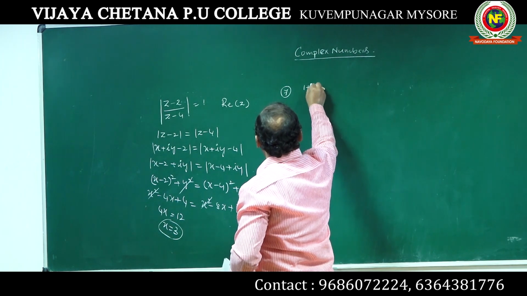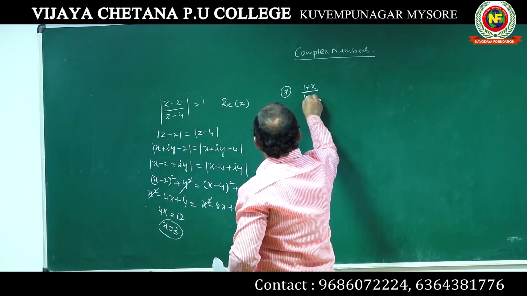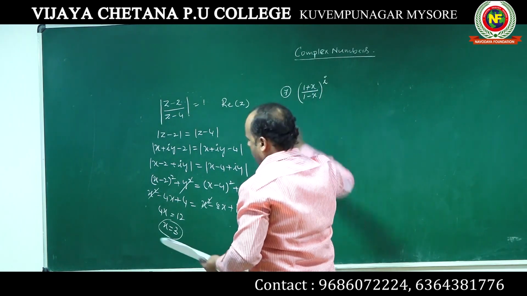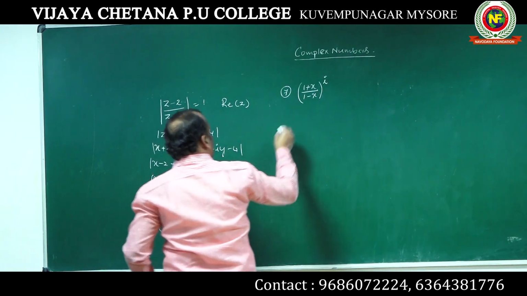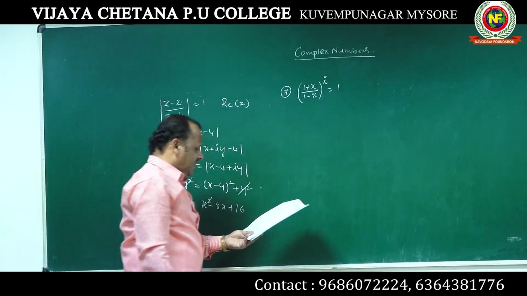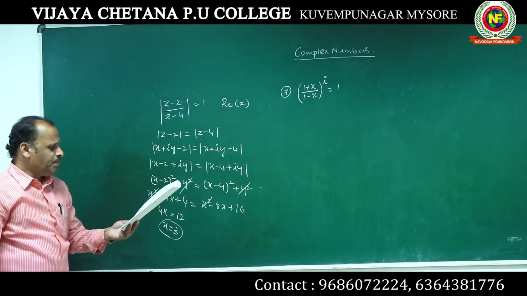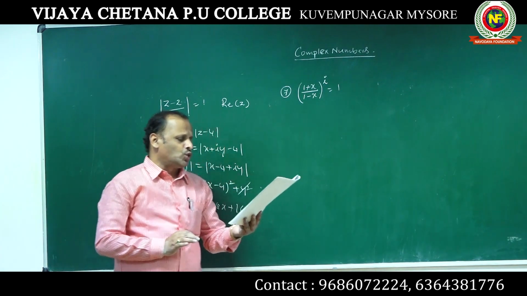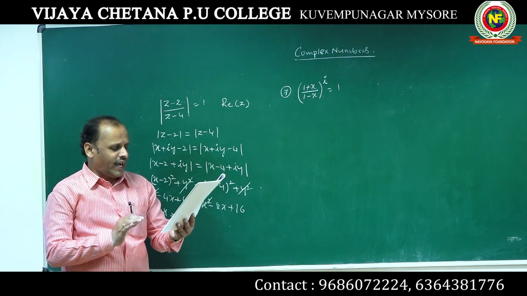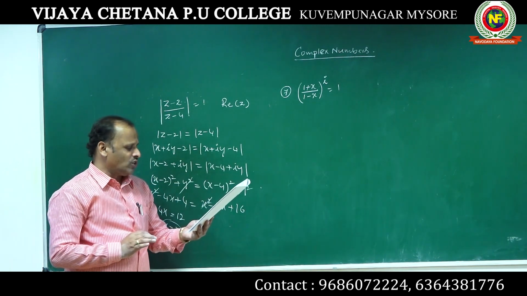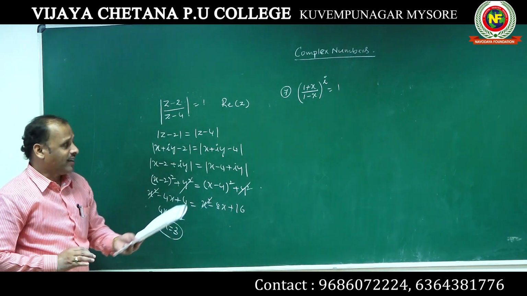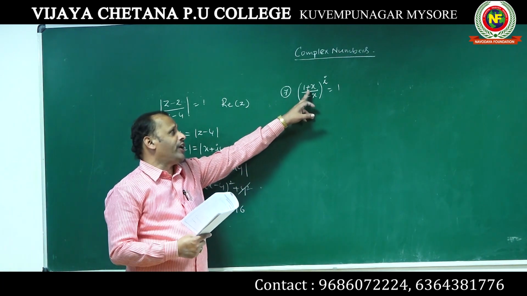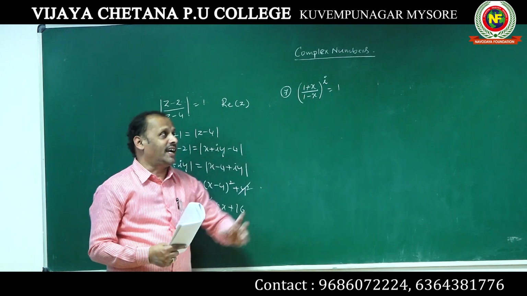(1 plus x divided by 1 minus x) to the power x is equal to 1. Then the options are given: x equals 2n plus 1, x equals 2n, x equals 4n, like that they are provided. So we are going to find the value of x in that case.